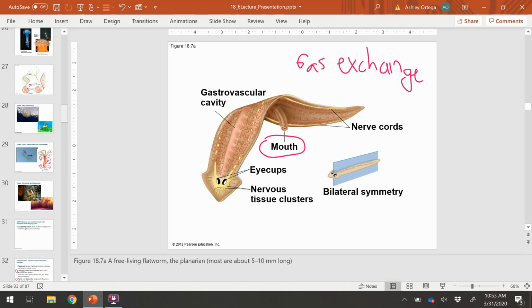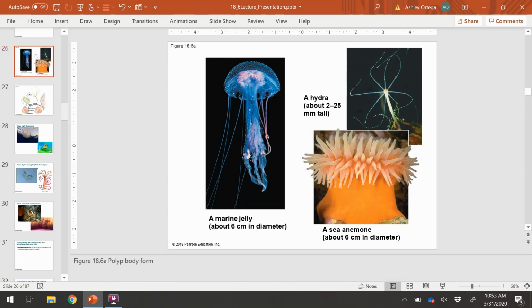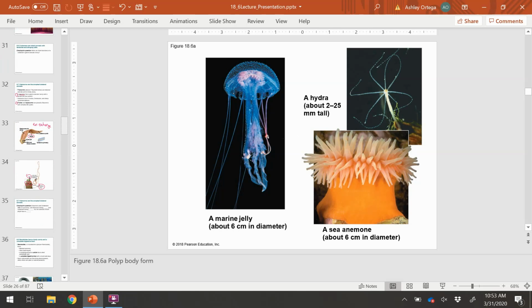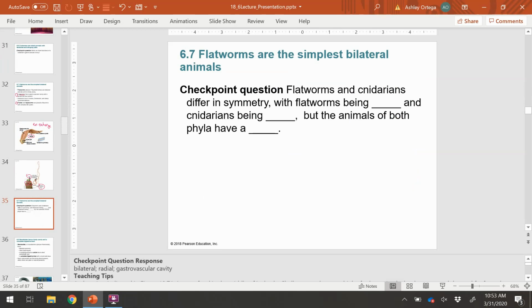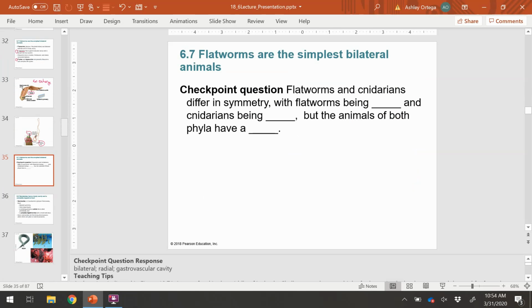Whereas Cnidarians here, a nice example of the sea anemone as well as the jellyfish and the hydra as well. If you cut them in half anyway, it's going to be equal on both sides, or for the most part equal. So that will be radial. And they both have gastrovascular cavities. So remembering gastrovascular cavity will break down the nutrients as well as the gas molecules, if you will, like carbon dioxide and oxygen.